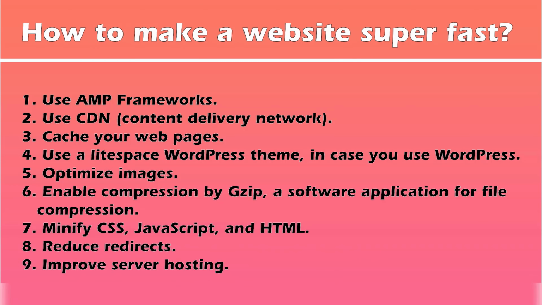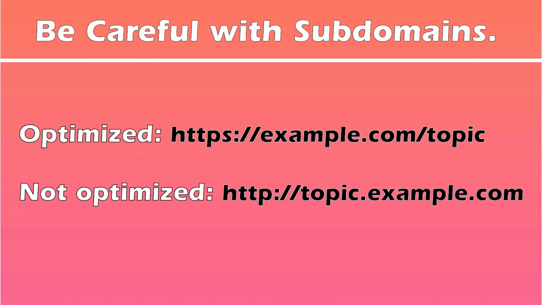How to make a website super fast. Use AMP frameworks. Use a CDN. Cache your web pages. Use a lightweight WordPress theme. Optimize images. Minify CSS, JavaScript, and HTML. Reduce redirects. Improve server hosting. Be careful with subdomains.